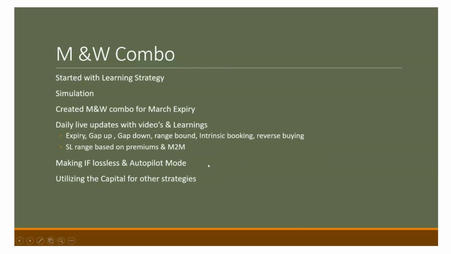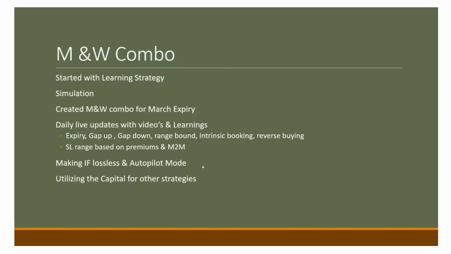Then we saw how I made the iron fly lossless, keeping only the monthly expiry legs. We came out of the weekly expiry legs and kept this iron fly in autopilot mode. That means this is lossless, and even if we are not monitoring it, we don't get into loss. It will be at either minimum profit or maximum profit. This is useful whenever you are going on vacation for 1 or 2 weeks, or whenever you are busy with your schedule or another reason.